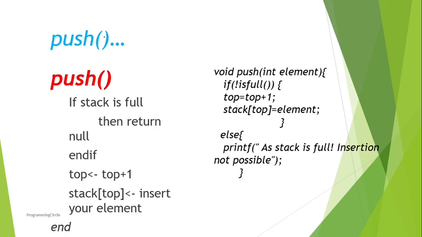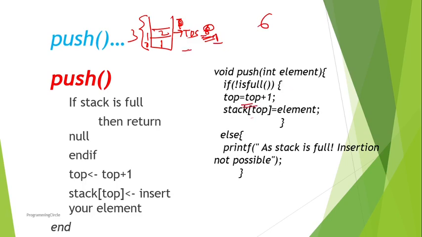So let us say this is a situation: I have 1, 2, and the stack size is 3. Next I'm going to insert 6 at the top of the stack. Now the top of the stack is at index 1. I'm going to insert 6 at the top, so I'll simply increase top equal to top plus 1.